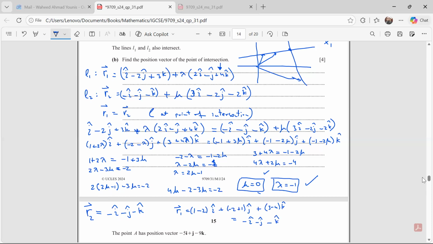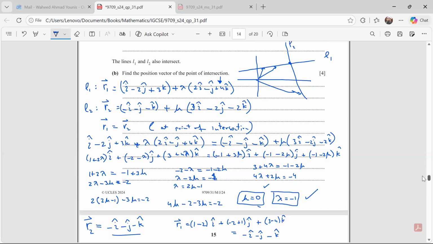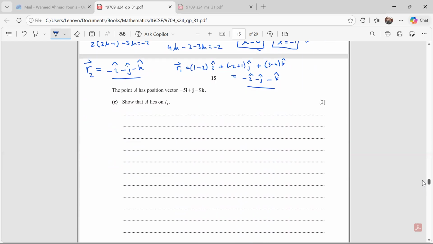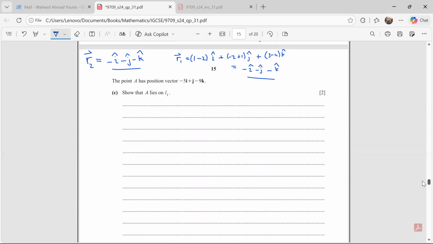So both of these position vectors are the same. This is the same as this one. That means this is the point of intersection of the two straight lines. I hope this whole mechanism is clear. Now let's move on to the next part: the point A has this position vector. Show that A lies on L1.